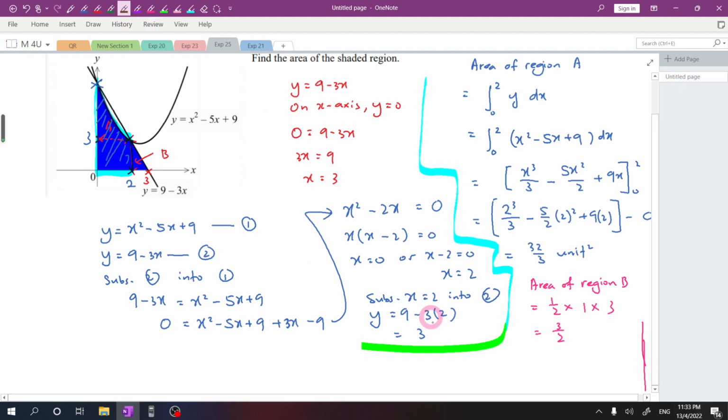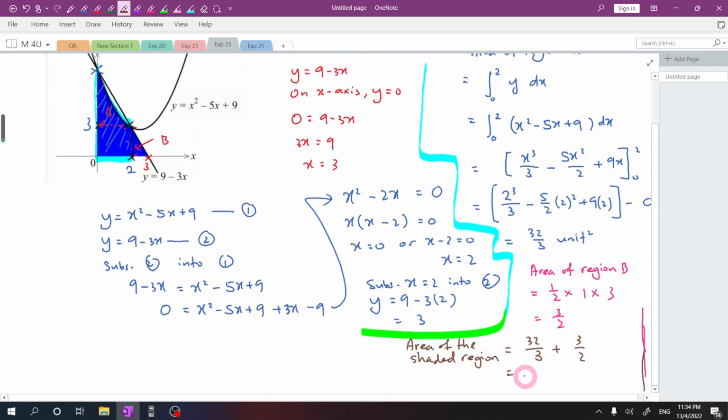Final answer is over here. Area of the shaded region is equal to 32 over 3, the area of region A, plus the area of region B, which is 3 over 2. The final answer is 12 and 1 over 6 square units.